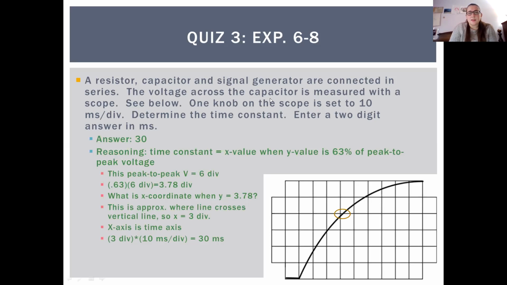It tells us that one knob is set to 10 milliseconds per division. You need to remember that the x value is time, so each x division is worth 10 milliseconds. So 3 divisions times 10 milliseconds per division gives us 30 milliseconds as our time constant. Whew.